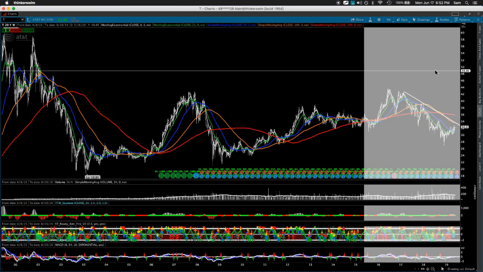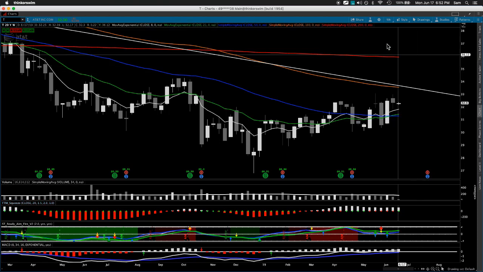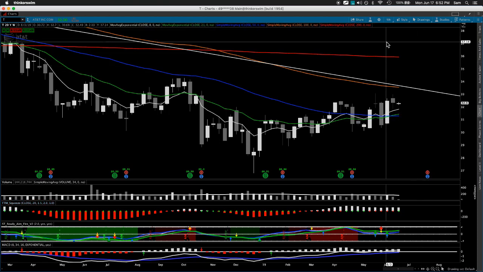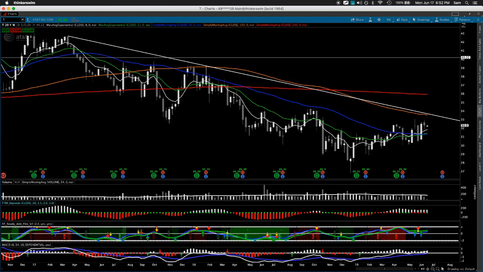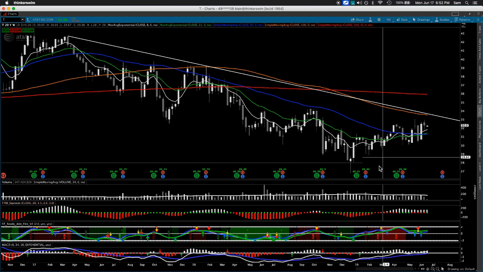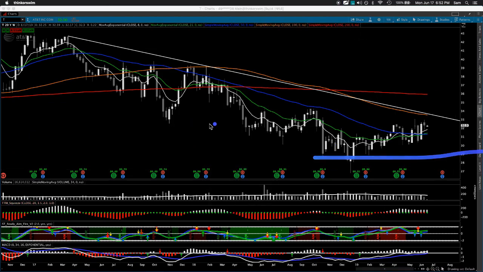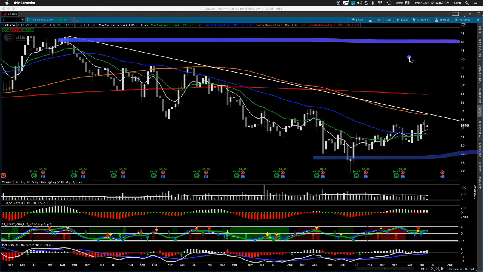Now, if you're more of a trend trader, this may not be for you. This is more of an exhaustion trader, or someone that would trade more of a low. This is much closer to the lows. Your high would be somewhere around 42.